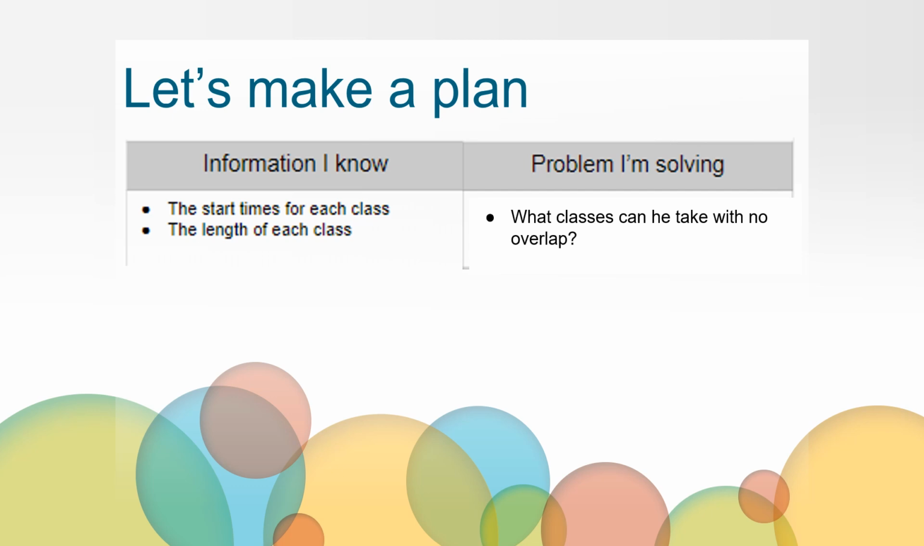The problem we are solving is to try to figure out what classes Mason can take where he'd take the most amount of classes with no overlap. This will maximize his time at the rec center.